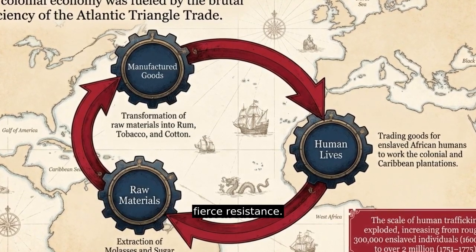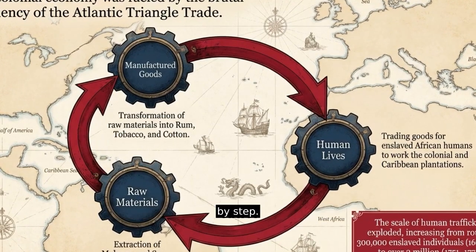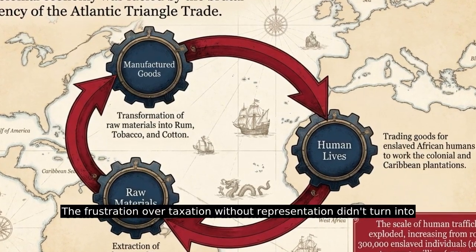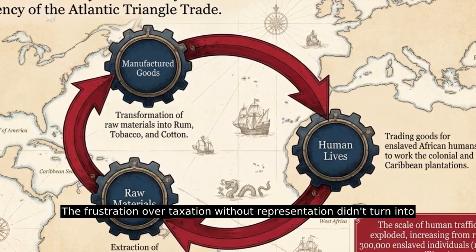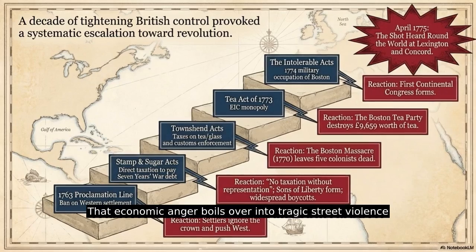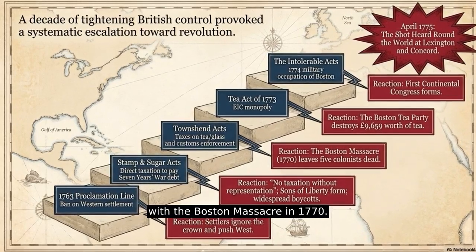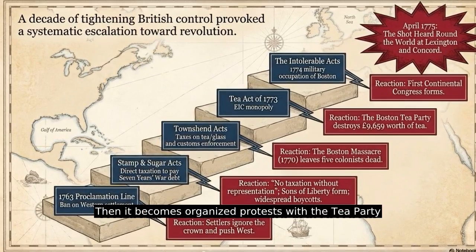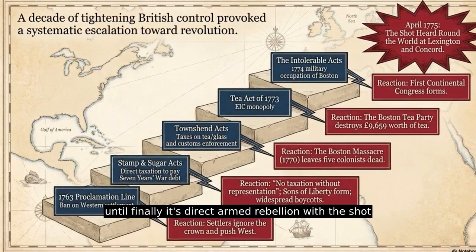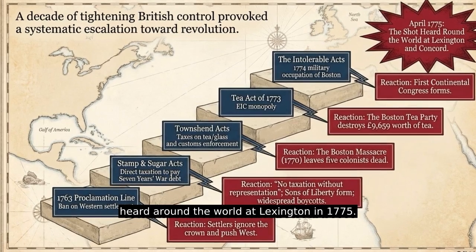It really is fascinating to watch this escalate step by step. The frustration over taxation without representation didn't turn into a war overnight. It starts with the Stamp Act in 1765, hitting everyday paper goods. That economic anger boils over into tragic street violence with the Boston Massacre in 1770. Then it becomes organized protest with the Tea Party, until finally it's direct armed rebellion with the shot heard round the world at Lexington in 1775.